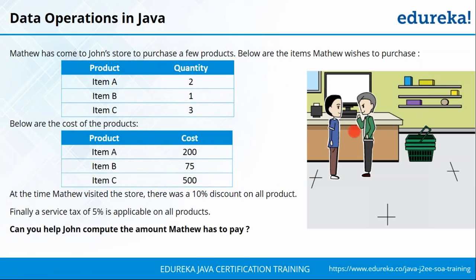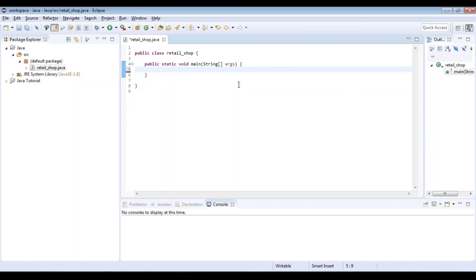Now at the time Matthew visited John's shop, there was a 10% discount on all the products. Now from your total cost you need to subtract 10%. Apart from that, there was also a 5% service tax applicable on this. So you need to add a 5% service tax as well. So let me show you how it is done. So now let's go ahead and write a code to compute this value.